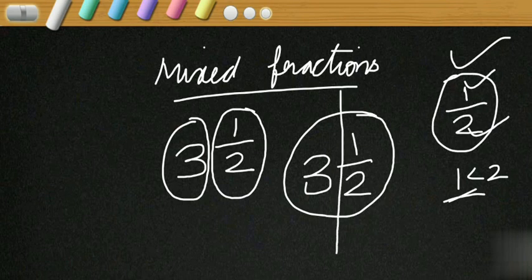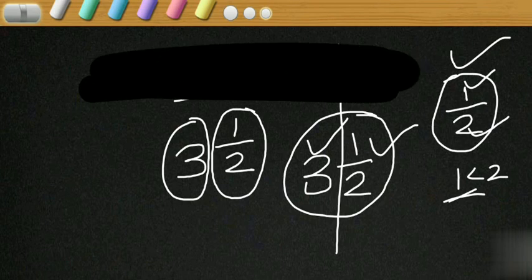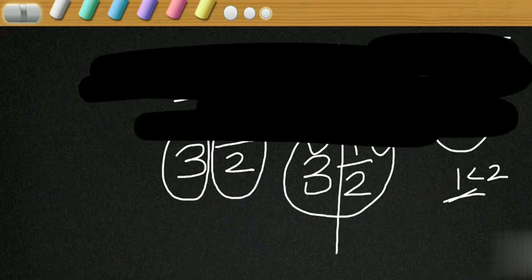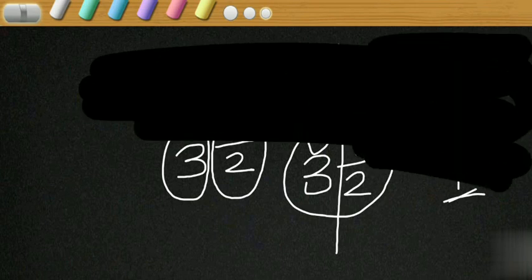Why? This has a whole number part. Which is the whole number part here? Yes, 3 is the whole number part. Which is the fraction part here? Yes, 1 by 2 is the proper fraction part, isn't it? So what is the meaning of a mixed fraction? Yes, a mixed fraction is a fraction having a whole number part and a proper fraction part.